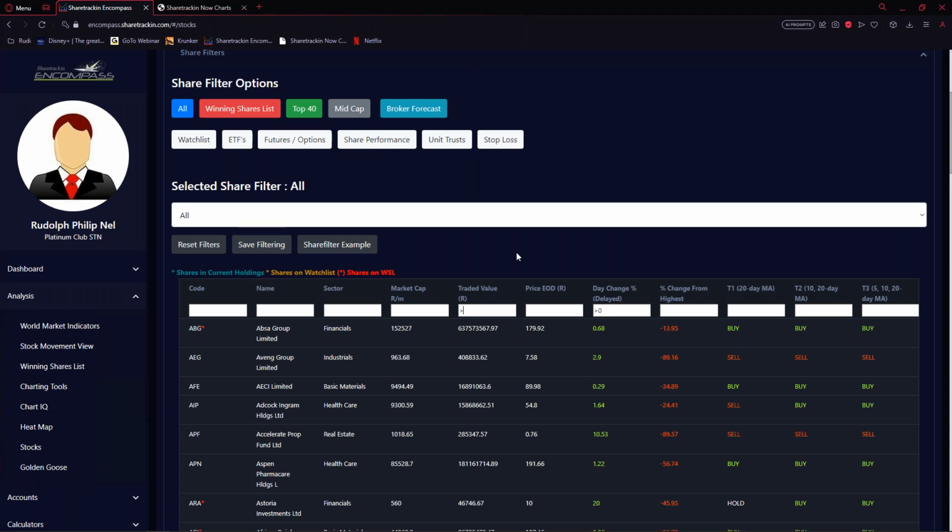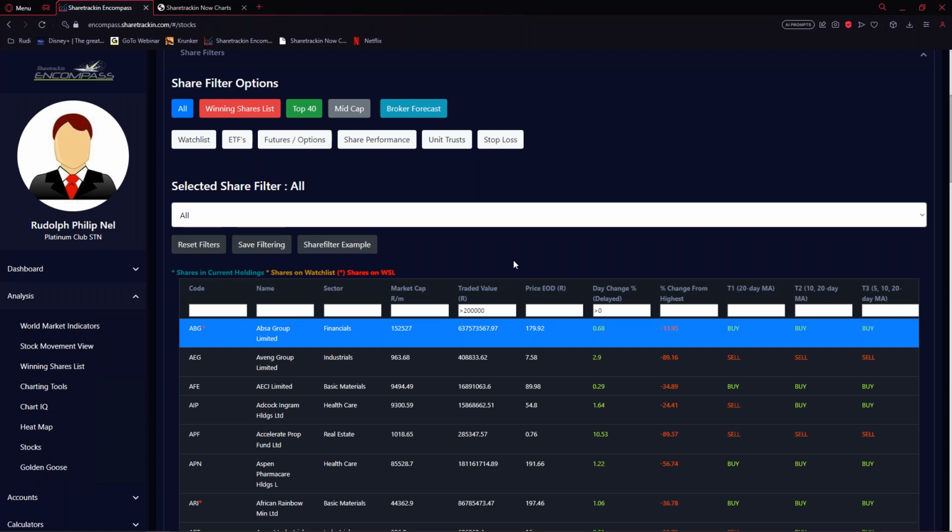Traded value I change to greater than 200,000. The reason we change it to greater than 200,000 is you want the trading value for the company for the day to be more than 200,000 Rand. It means that it will be high volume also, okay? Not only high value, but high volume and a lot of deals that have gone through that company. The lower the volume, the lower the value, and the lower the deals, it means there isn't really a lot of people investing into that company.